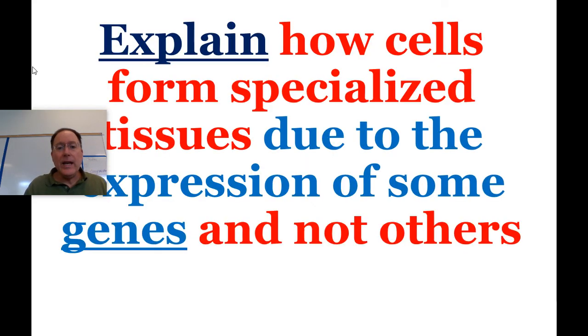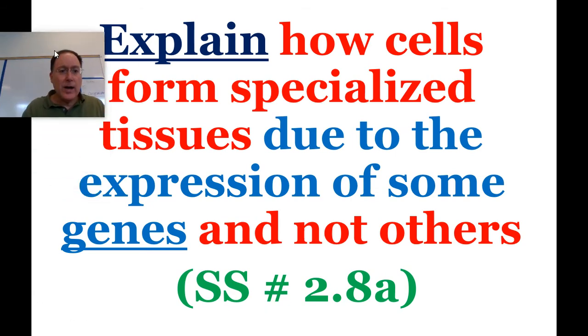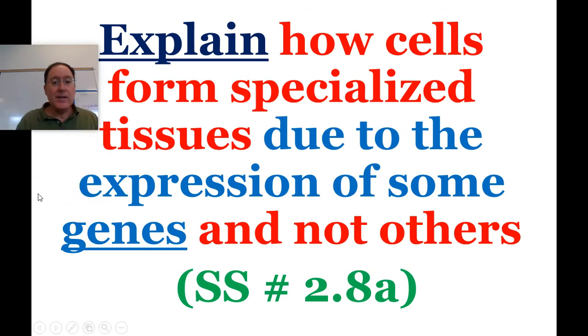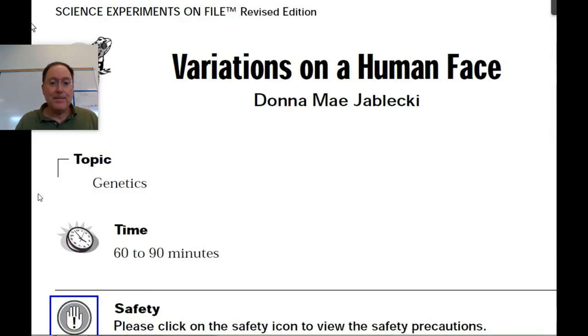The way that we looked at this was we did an experiment where we created babies, and some of your babies were really ugly. Sorry. Just kidding. I mean, not really. We made a baby, and so that's how we kind of, in practice, doing an activity, tried to satisfy this state standard and enable you to explain how this happened. Variations on a human face.